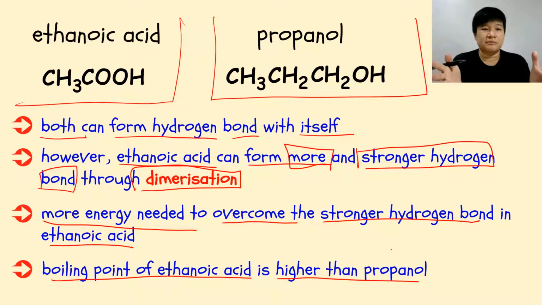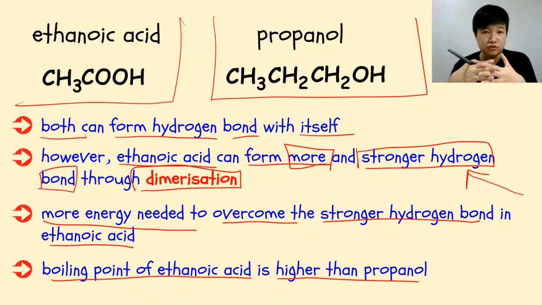Easy? Very simple. Whenever you have carboxylic acid and your alcohol, and as long as they are having in a similar molecular mass, the only things that we want is this sentence. Okay, carboxylic acid can form more and stronger hydrogen bond through dimerization. And this is the only new thing in the boiling point of carboxylic acid. The rest are similar as previous. And we have come to the end of this part 1 video of physical property in carboxylic acid.